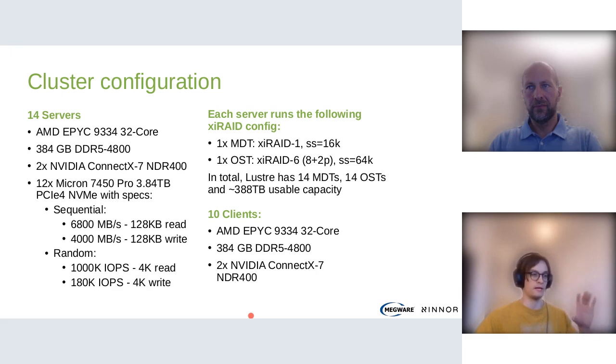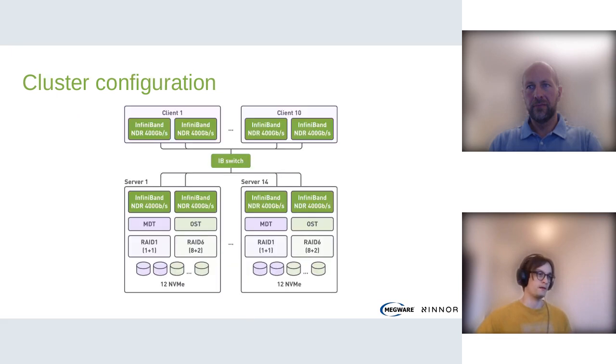So I wanted to target the IO500 10 node challenge with this system. That's why it's 10 clients and 14 servers, because in total I had 24 of those nodes. So here you can see again how the solution looks: 12 NVMEs in each server, 14 servers, and then the 10 clients all connected via 2 times 400 gigabit InfiniBand.